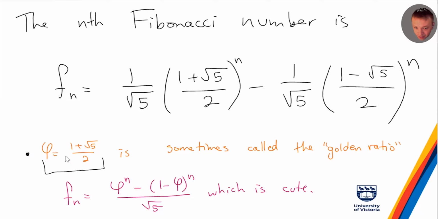So yeah, the golden ratio is 1 plus root 5 over 2. And so phi is the golden ratio. This is just phi to the n minus 1 minus phi to the n over root 5. Which, okay, this is not officially part of the course. You don't need to memorize what the golden ratio is, but this is kind of a cute thing that happens.